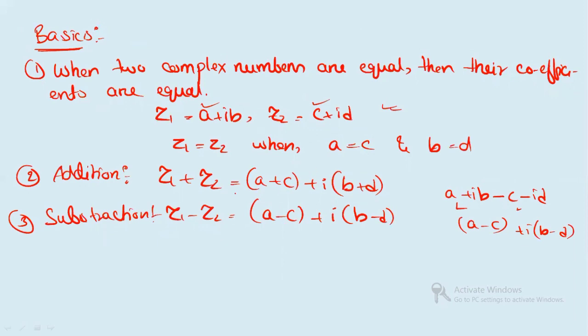So next is some basic things: when will two complex numbers be equal? When their coefficients are equal. To add the complex numbers, we have to add the coefficients of the real parts and the coefficients of the imaginary parts. In subtraction also, we will have to do the same thing. We have to just subtract the coefficients of the real and the imaginary parts.